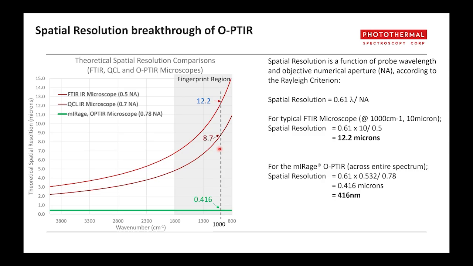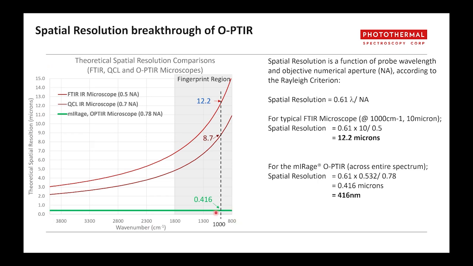Spatial resolution is always a key factor. We're doing microscopy after all, so we typically care about small things. And this is really going to be the only time I show you any equation. This is a simple approximation for spatial resolution, the Rayleigh criterion, which really says it's a function of wavelength in microns divided by the numerical aperture of your objective. And if you were to plot that out, you can see that for the traditional FTIRs and QCLs in the fingerprint region, the informative part of the spectrum, we've got spatial resolution here and wavenumber here.